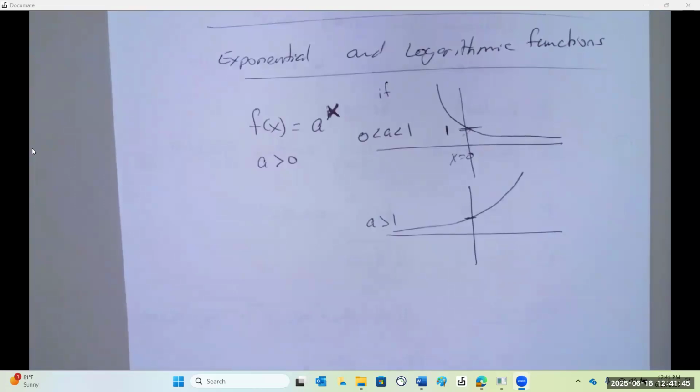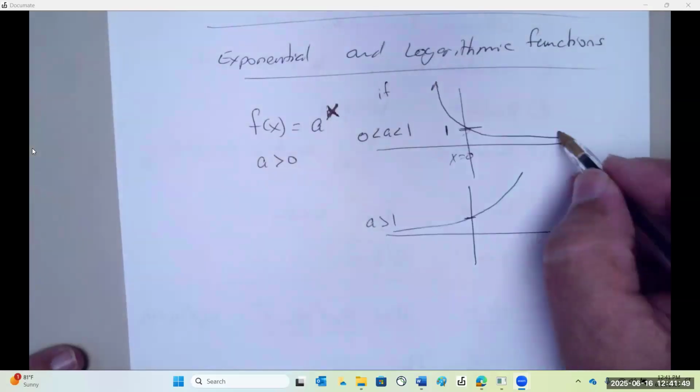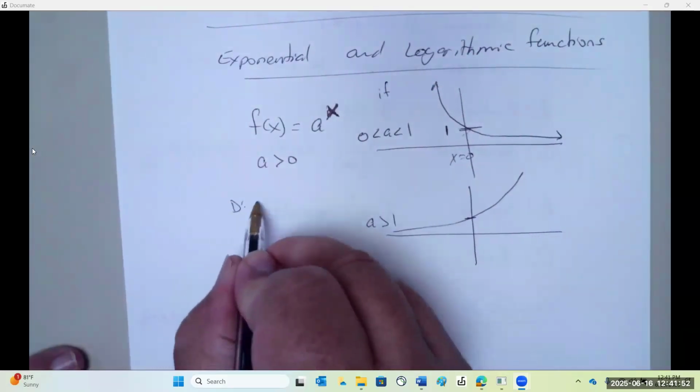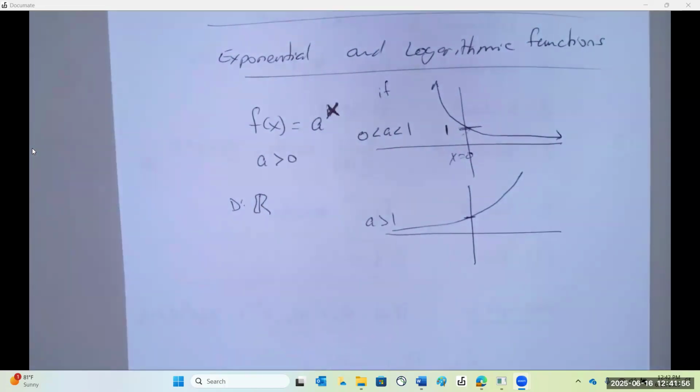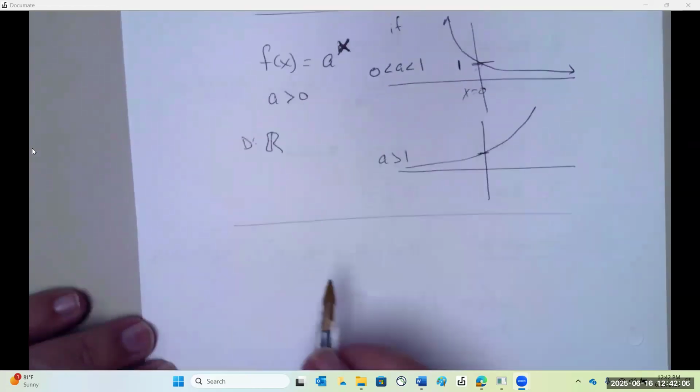Because there are no discontinuities in there, and the domain is all real numbers, negative infinity to positive infinity. So the domain is all real numbers and it's a continuous function. How about logarithmic equations now?